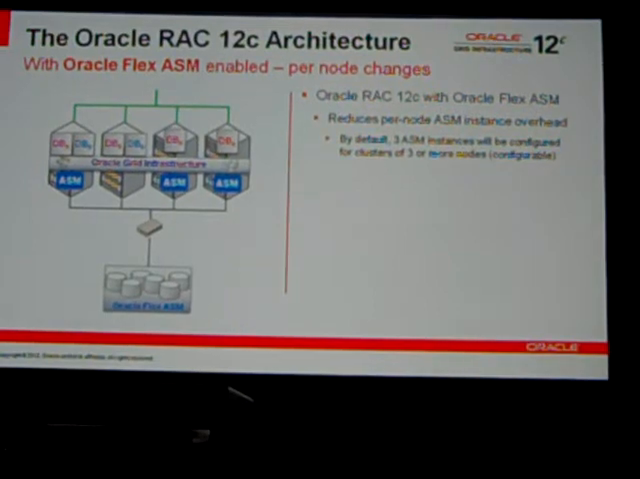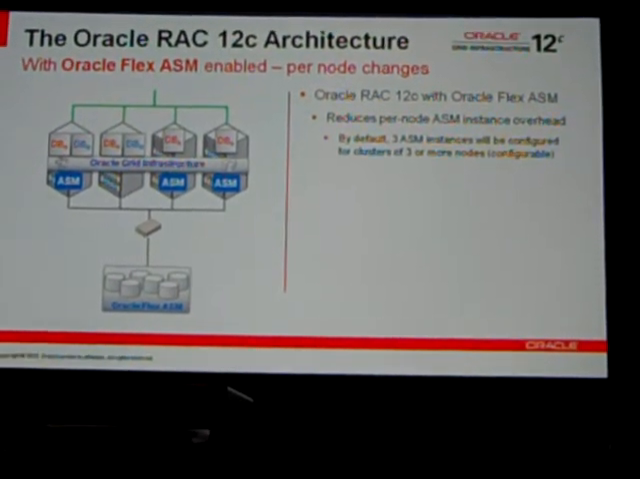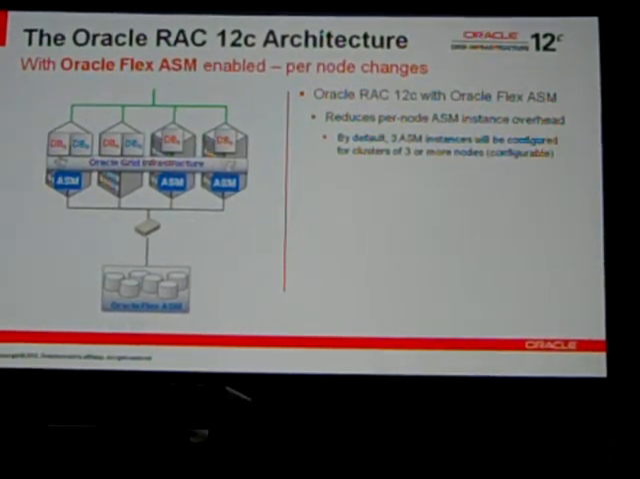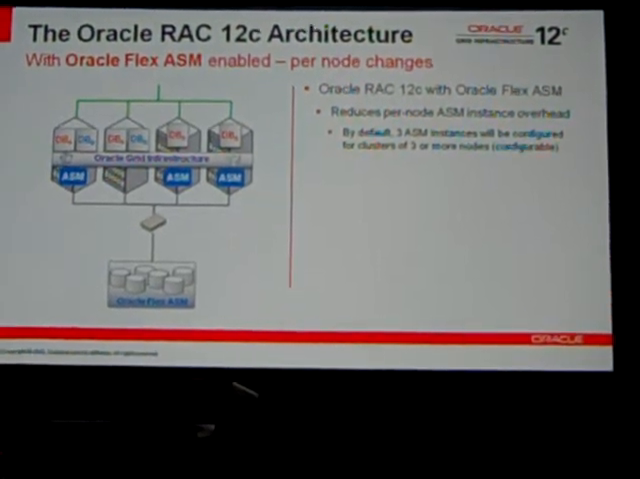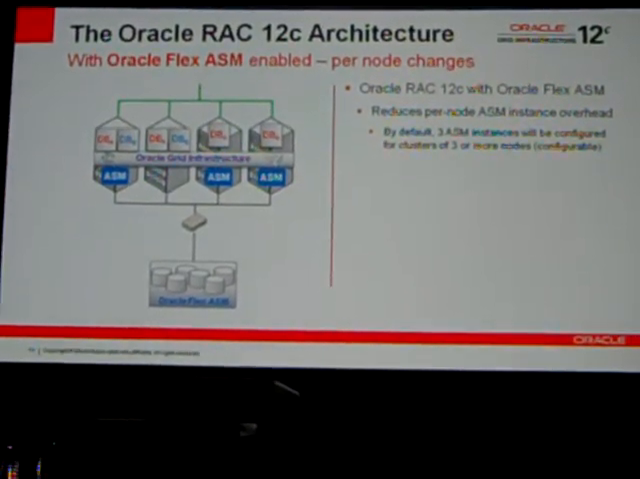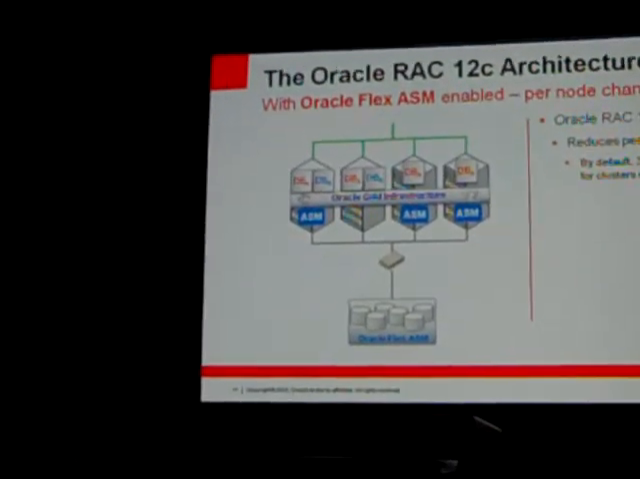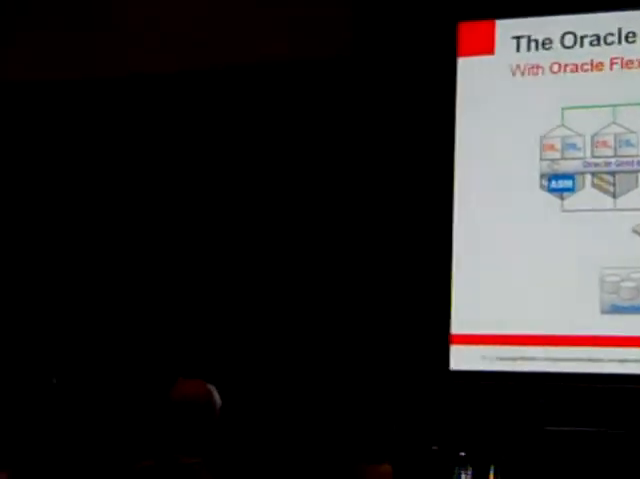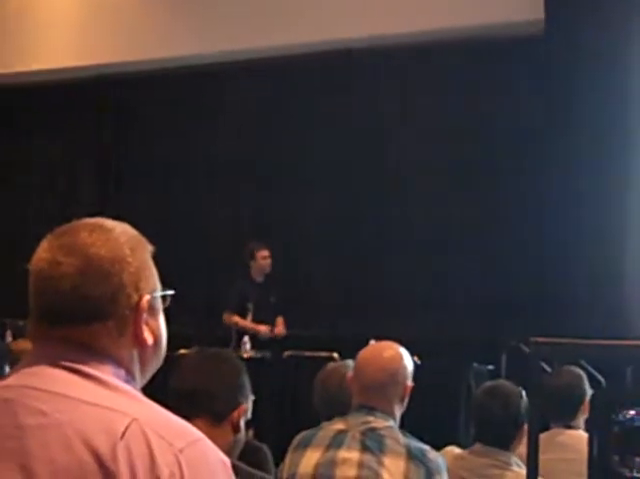That said, if you have 2 nodes, you will get 2 ASM instances. If you have 3 nodes, you get 3. If you have 4, 5, 6, 7, 8, 9, 10 nodes, you still get 3. Now, you can change the number of ASM instances that are floating in the cluster, but the default will be 3, and I will come to that in a minute again.